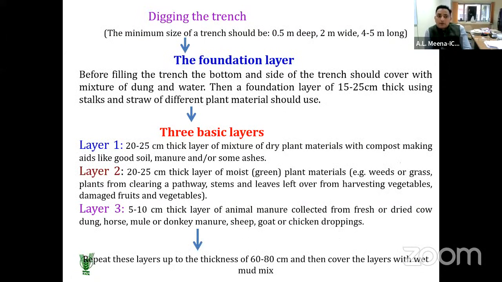Foundation layer is prepared before filling the trench. The bottom and the sides of the trench should be covered with a mix of dung and water. And then three basic layers. Layer one is a 22-25 centimeter thick layer of dry plant material. Then layer two is a 22-25 centimeter thick layer of moist plant material. And the third layer is a 5-10 centimeter thick layer of animal manures.